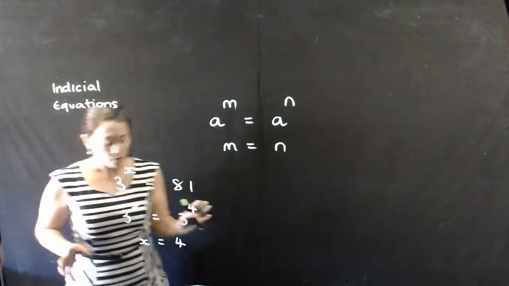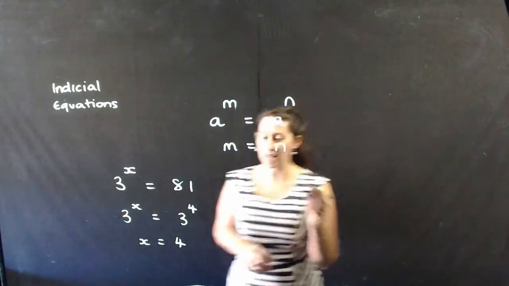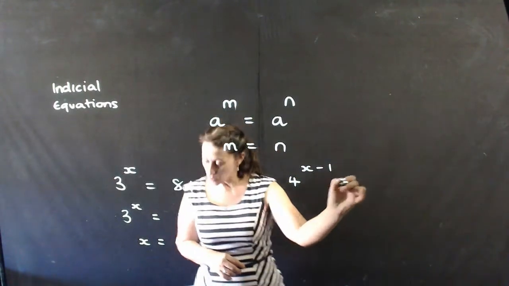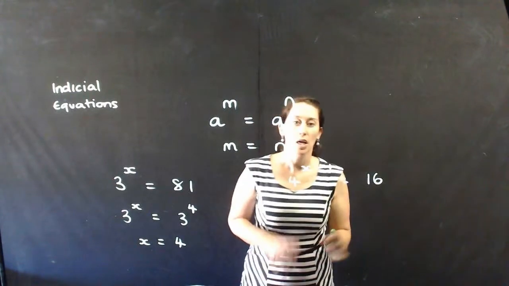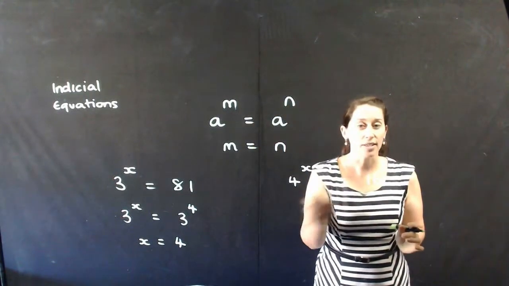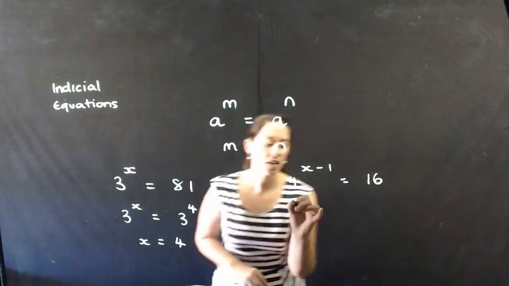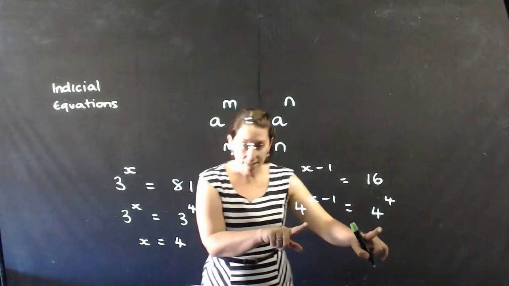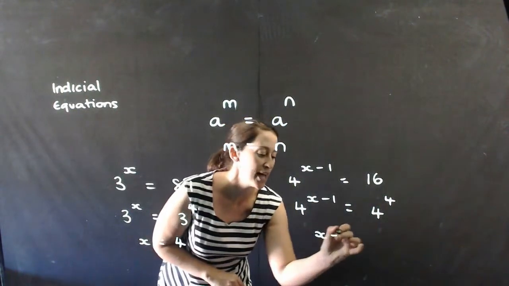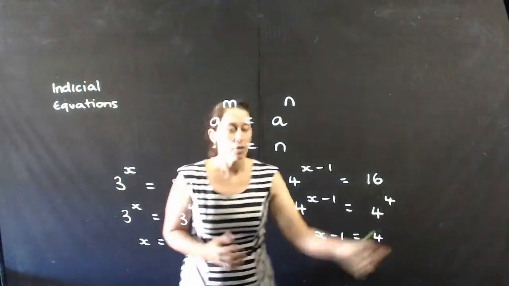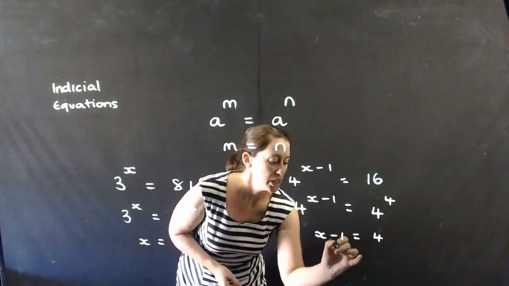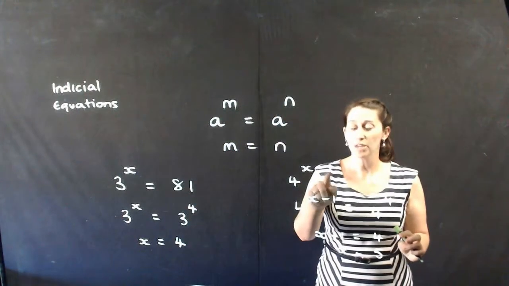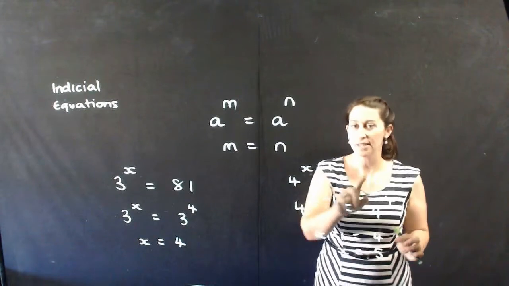Let's look at a little bit more of a trickier one. Let's put some algebra in there. Let's suppose I had 4 to the power x minus 1 equals 16. Again, we know that 16 can be written as a base of 4. So I can say 4 to the power x minus 1 equals 4 to the power 4. Now the bases are the same, I can equate the powers and say x minus 1 equals 4. Solving this equation by adding 1 to each side tells me that x must equal 5. And you can check that. 5 take away 1 is 4. 4 to the power 4 is indeed 16.